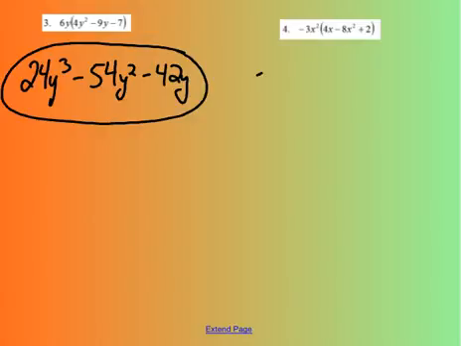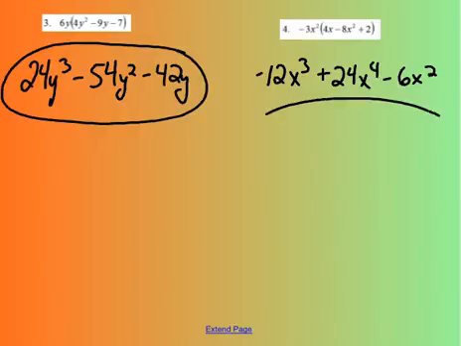Negative 3 times 4 is negative 12x cubed. Negative 3 times negative 8 is a positive 24x to the 4th. Negative 3 times 2 is negative 6x squared. Okay, here's one thing though. This is not an answer. This is going to be incorrect, 1 point off on your quiz. You have to write it in standard form, which means you have to go in this order.